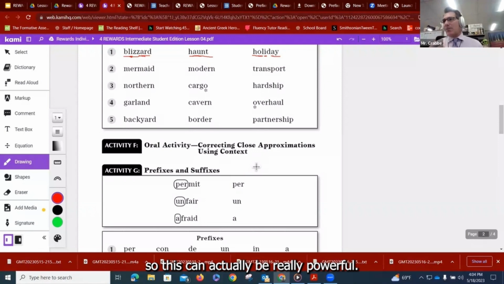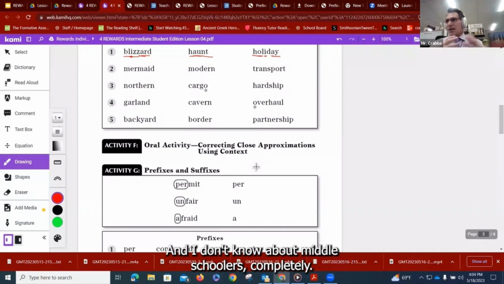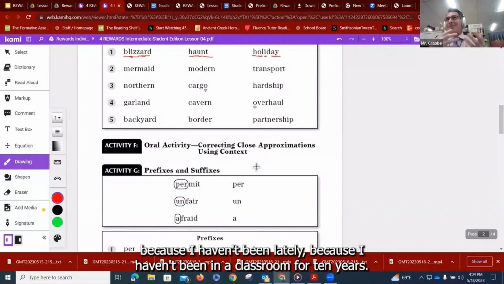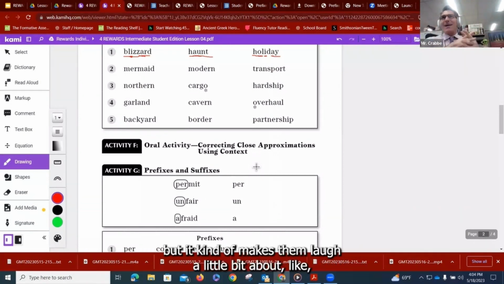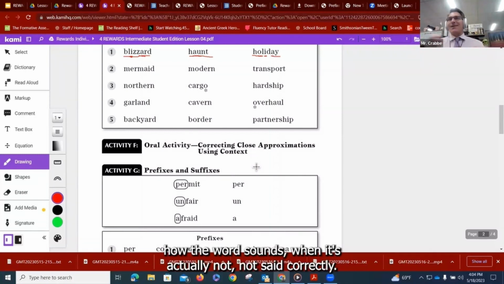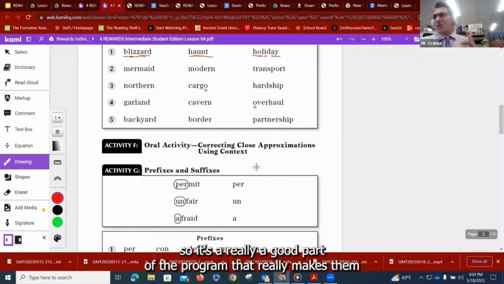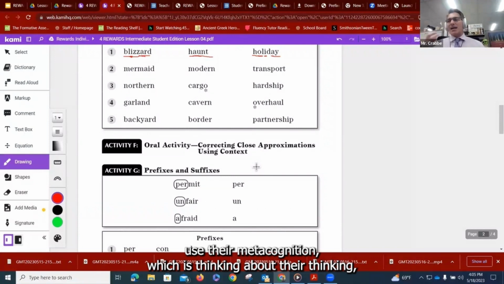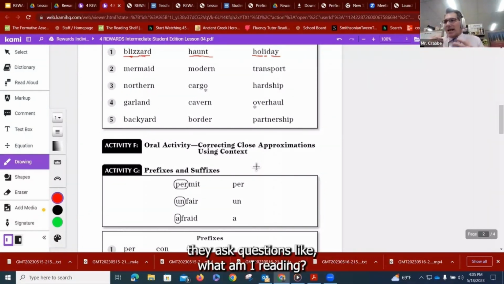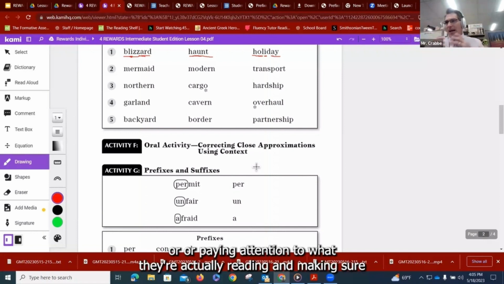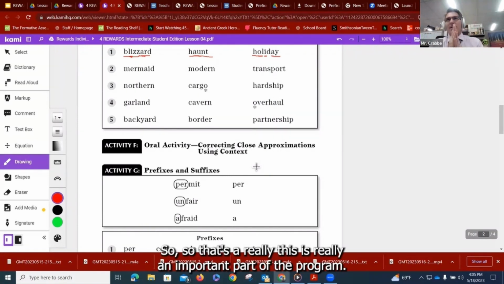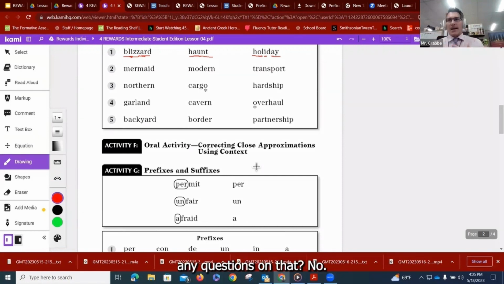So this can actually be really powerful. I don't know about middle schoolers completely, because I haven't been in a classroom for 10 years, but it kind of makes them laugh a little bit about how the word sounds when it's not said correctly. It's really a good part of the program that makes them use their metacognition, which is thinking about their thinking. They ask questions like, what am I reading? Or paying attention to what they're actually reading and making sure that they're saying real words. So this is really an important part of the program. So don't skip it, please. Any questions on that? No.